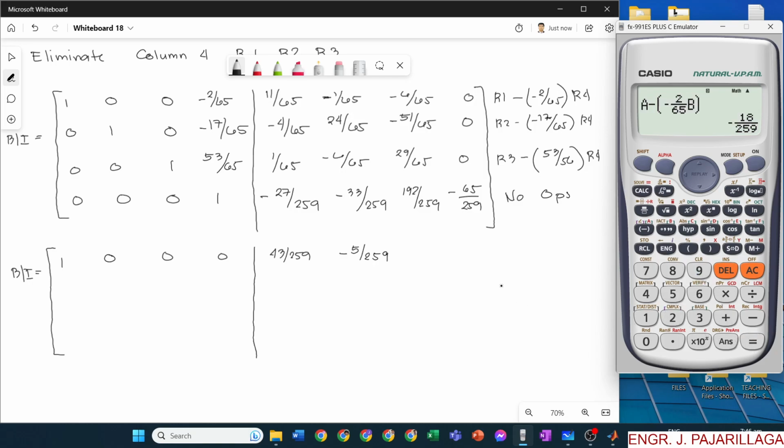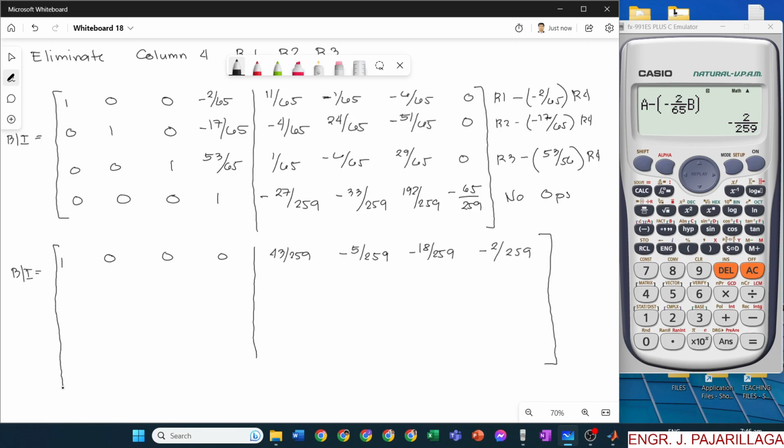So this will become negative 18 over 259, sorry. And then again, let's press calc. This one is 0. And then this one is negative 65 over 259. And we have negative 2 over 259. So, close the bracket of this matrix. Expand ko lang saglit yung bracket na to. Masyadong maliit. Right. Okay. For the second row, we have the operation R2.